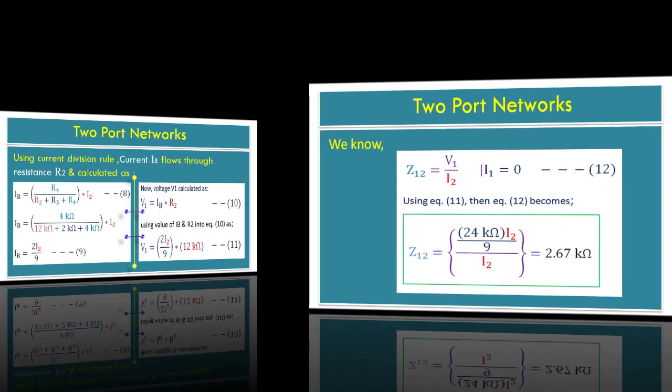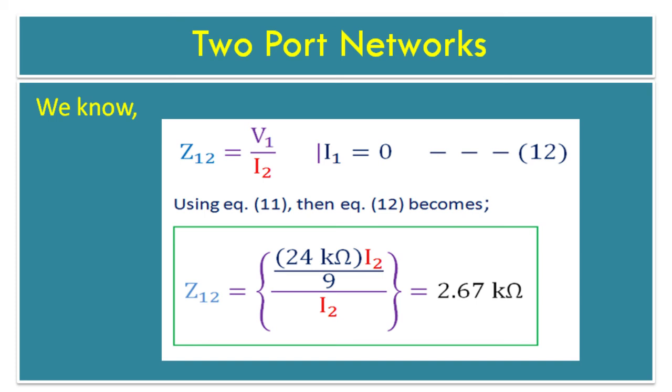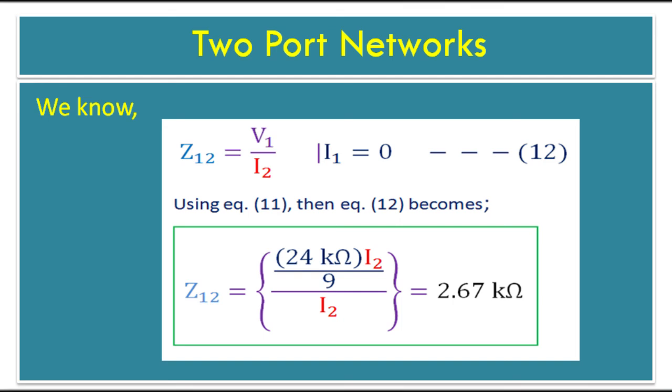We know Z12 is equal to V1 upon I2, where current I1 is equal to 0, given by equation 12. Using equation 11, then equation 12 becomes Z12 is equal to 24 kilo ohm into current I2 upon 9 divided by current I2. After calculation, we get Z12 is equal to 2.67 kilo ohm.